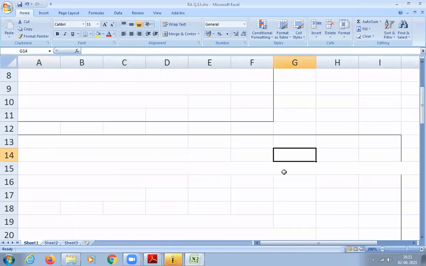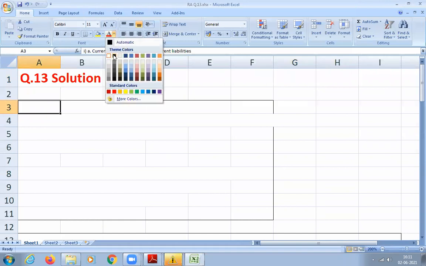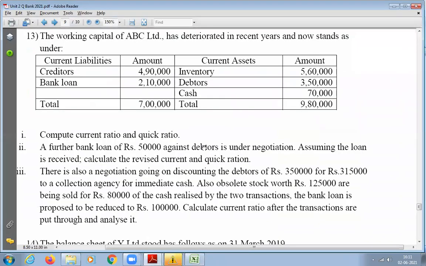So question number 13, solution. First you have to calculate what? Current ratio. How will you calculate it now? He is telling to calculate current ratio and quick ratio just by the balance sheet given above. It's very, very easy to calculate. He has only given current asset and current liabilities, so just divide that, you will get it.